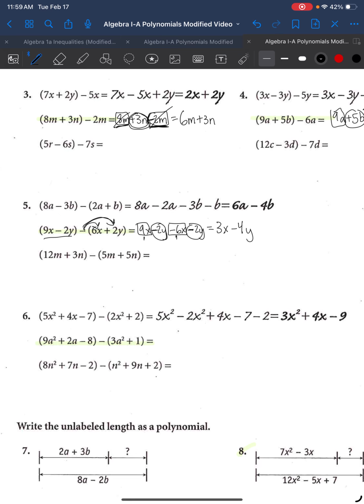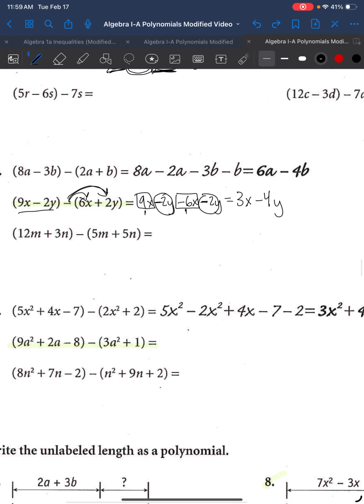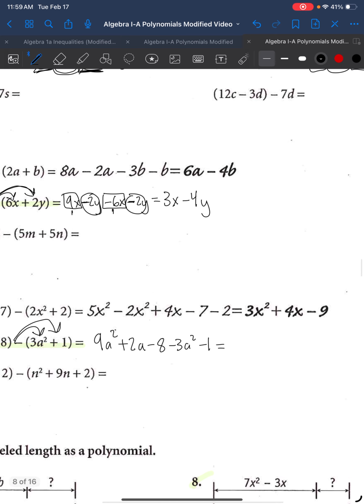Okay, so for the next one, for number 6, I've got kind of the same thing going on. I've got this whole chunk is being subtracted. So I'm going to rewrite it how it's going to help me the most, which is 9a squared plus 2a minus 8, and then minus 3a squared and minus 1. So I've got to combine like terms. So I see I have 9a squared minus 3a squared. So 9 minus 3 is 6, and it has the a squared still.